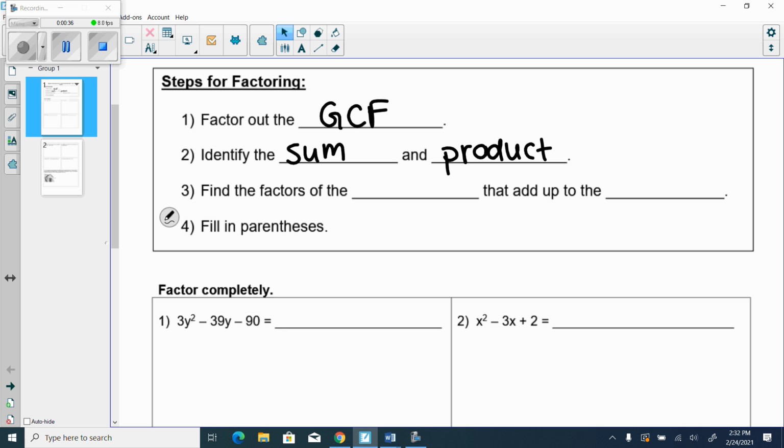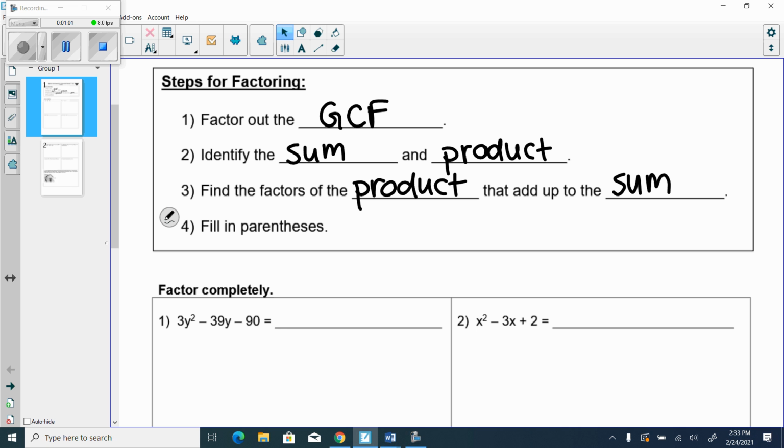Okay? Then step 3, it says to find the factors of the product, right. And they have to add up to be the sum. Very good. And then our last step is just to fill in those parentheses with whatever numbers we get, right?